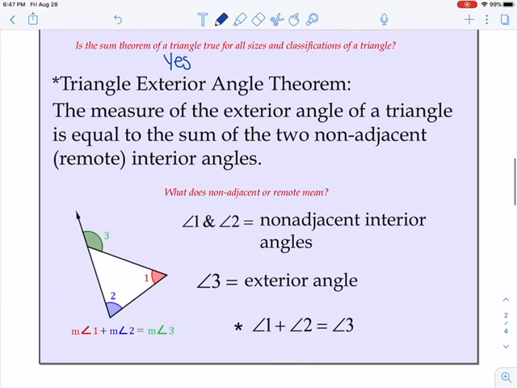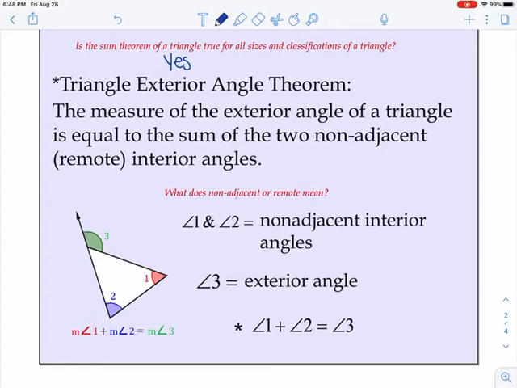And the other piece of information that we're going to use today is the triangle exterior angle theorem. And what that says is that the measure of an exterior angle of a triangle is equal to the sum of the two non-adjacent remote interior angles. So what does non-adjacent or remote mean? If this angle 3 is your exterior angle over here, I know it's already marked off in the picture, but angle 1 and angle 2 are going to be the non-adjacent or remote angles.